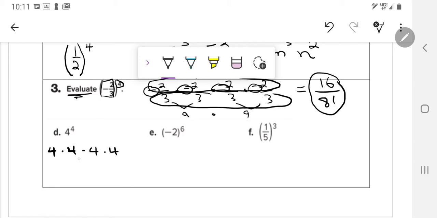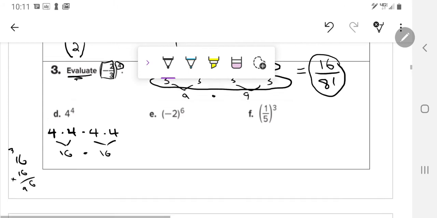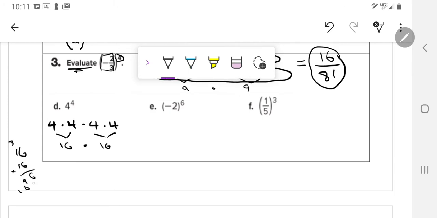Now you could do it a bunch of different ways. You could do 16, and that's 16, and now multiply 16 times 16. All right, that's going to be 90. And 160, so that gives us 256. All right, so the answer there is 256.